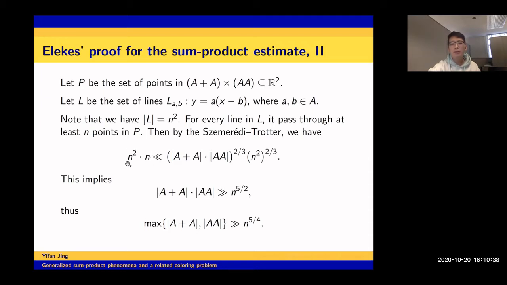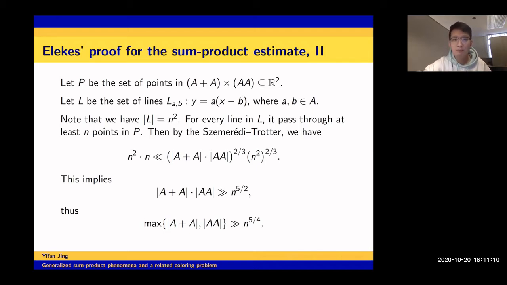And then by the Szemerédi–Trotter theorem, the number of incidences is at most the number of points to the power of 2/3 times the number of lines to the power of 2/3. This implies that A plus A times A would have size at least n to the power of 5/2. So that implies the maximum among A plus A and A times A should be at least n to the 5/4. It's a really interesting, nice and short proof.